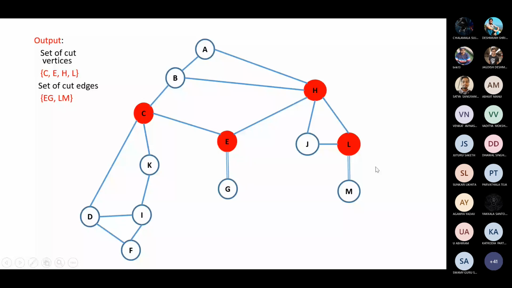Now the question is: given an undirected, unweighted graph, how do we determine the cut vertices and cut edges? This is an application of depth first search, and this algorithm was developed by Robert Tarjan. The paper was published in the Journal of the ACM, I think, in 1984, and it's a famous paper. So today we will discuss that algorithm devised by Tarjan.